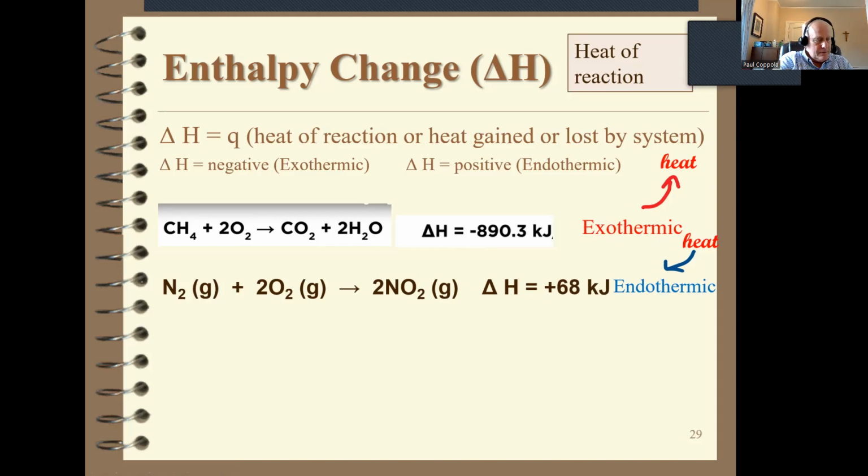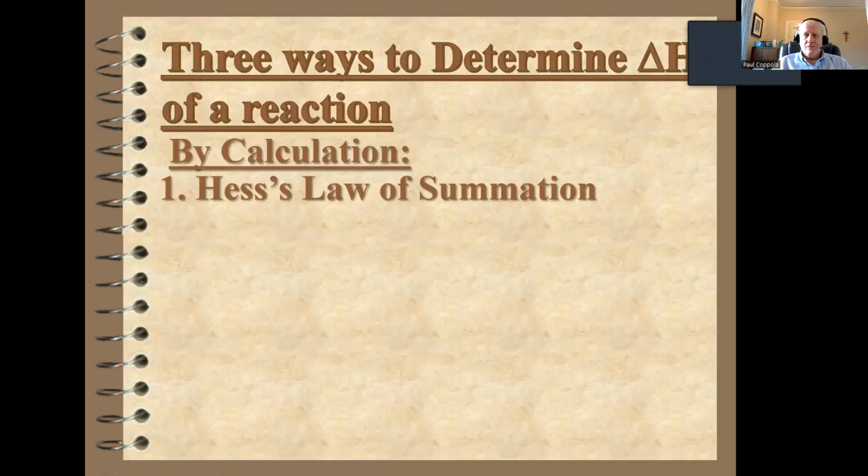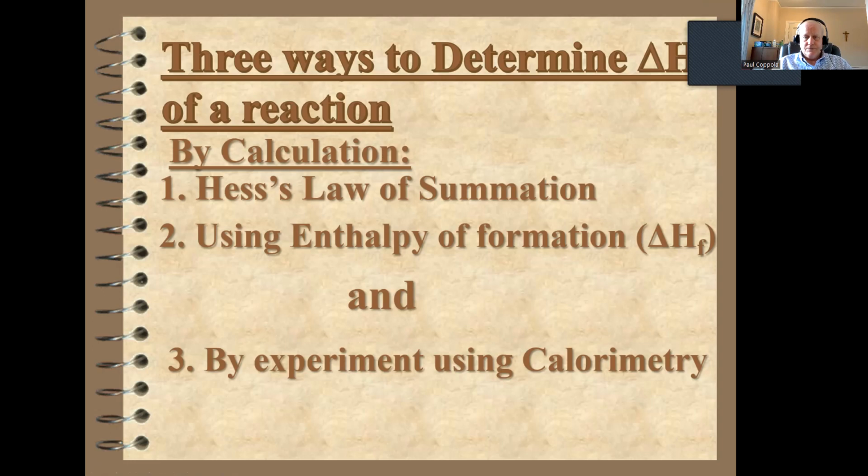And slide 30, I think, is the next one. There we go. Okay, so the three ways to determine delta H. The first two are by calculation. Data will be posted in tables for the values of delta H, and you can use those in Hess's law, or you can use those given the enthalpy of formation to figure out what the delta H of a reaction is.